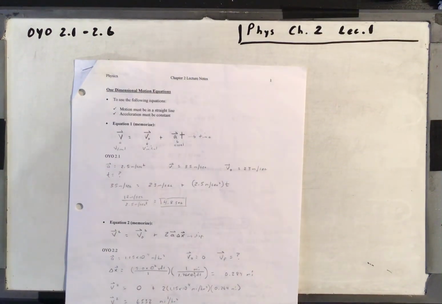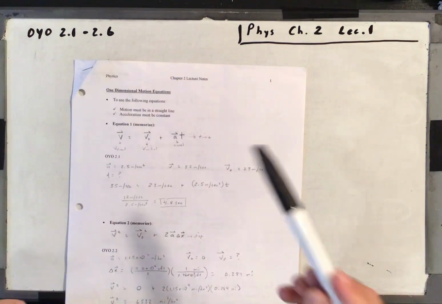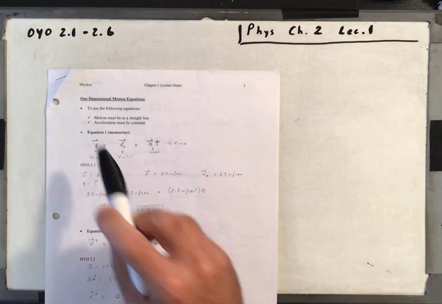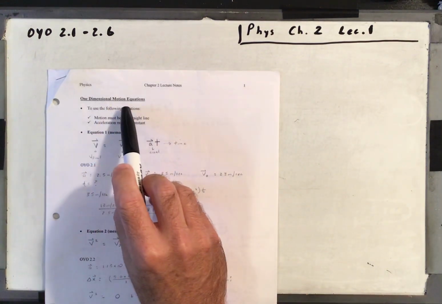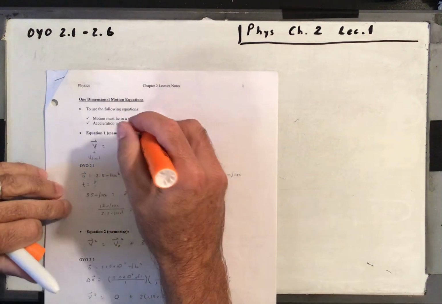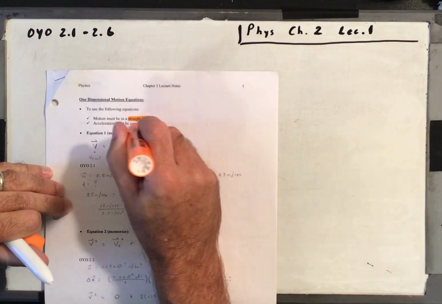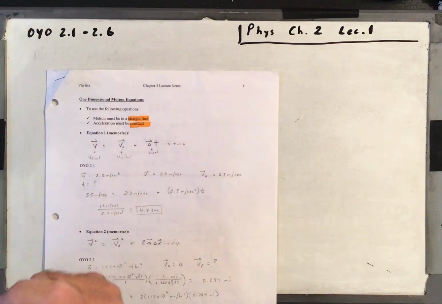All right, welcome to Physics Chapter 2, Lecture Number 1. This lecture is going to cover the On Your Own problems 2.1 through 2.6. And we're going to go with our one-dimensional motion equations. To use the following equations, motion must be in a straight line and acceleration must be constant.